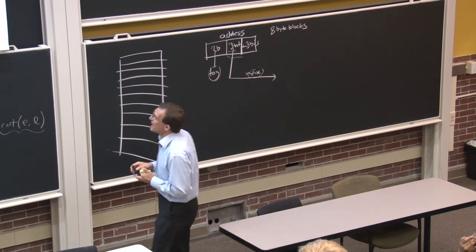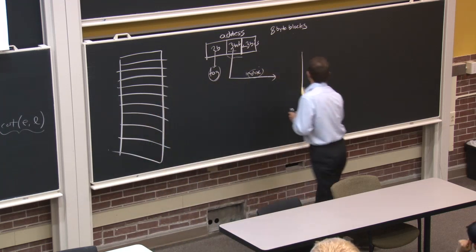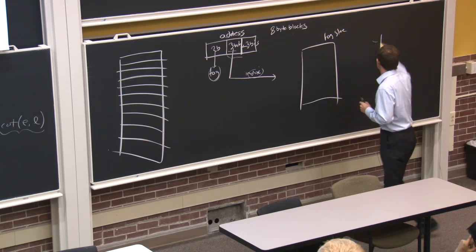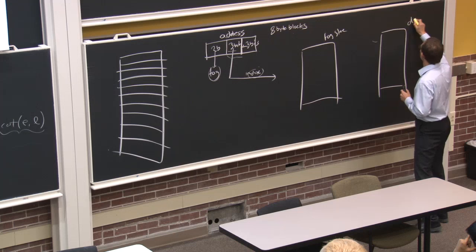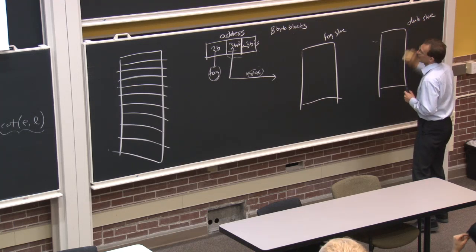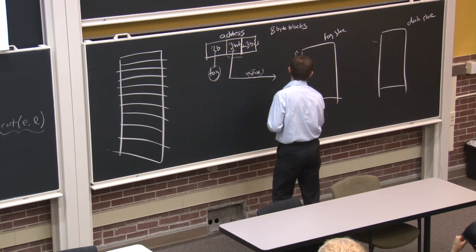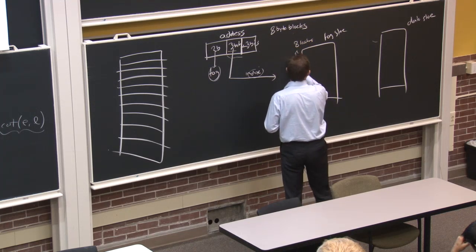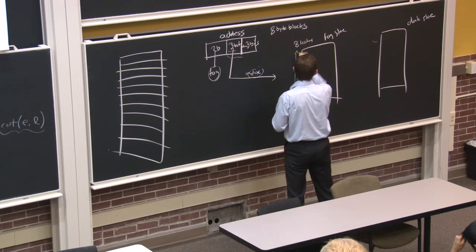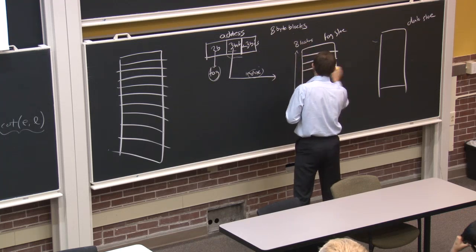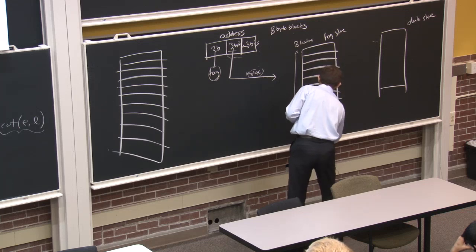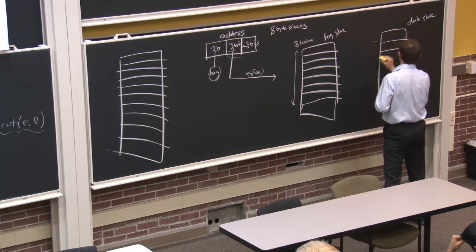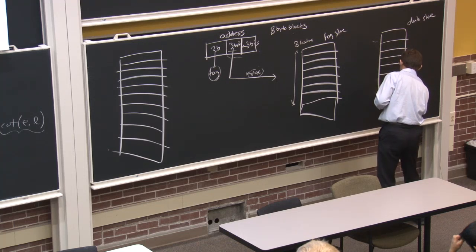So what does a cache access look like? In a cache access, you have this tag store, and you have this data store. Let's assume that this cache has eight locations, or eight different sets, eight different indices that can be present here. And there's a one-to-one correspondence between the tag store and the data store.